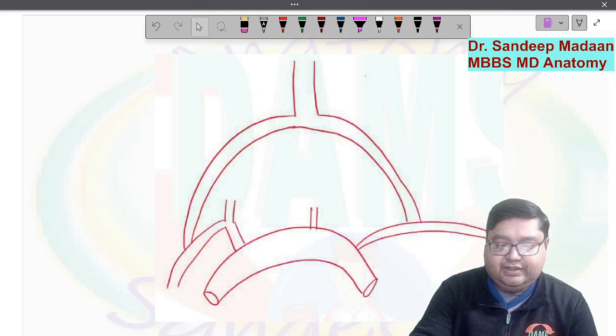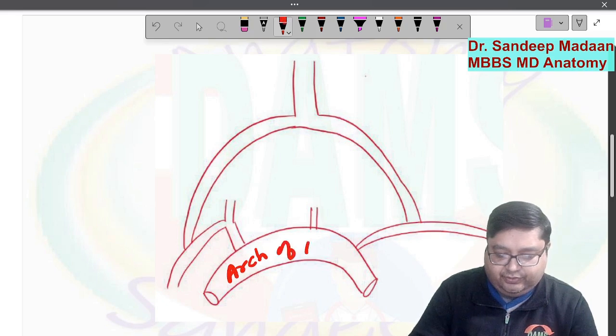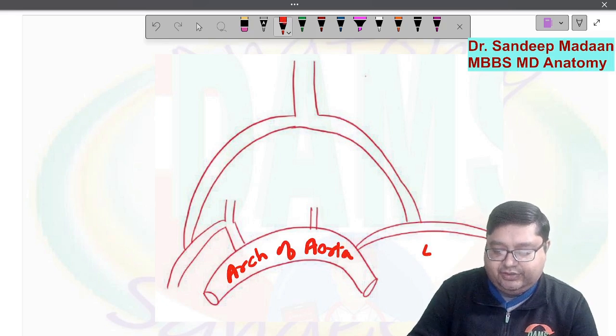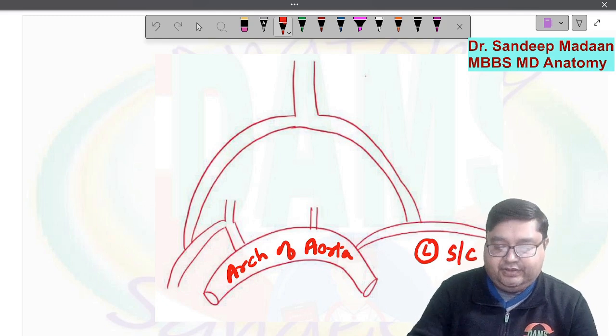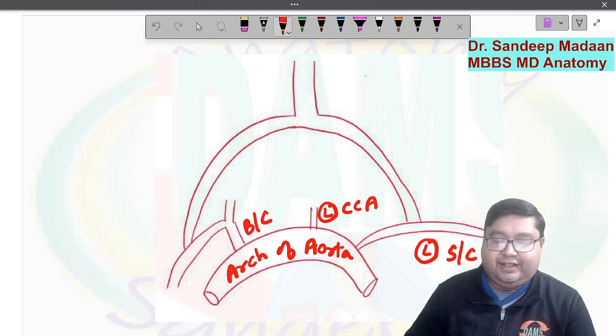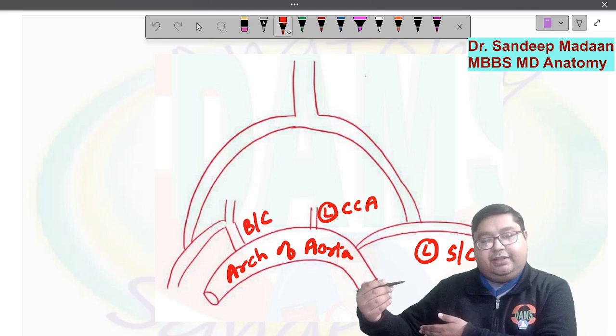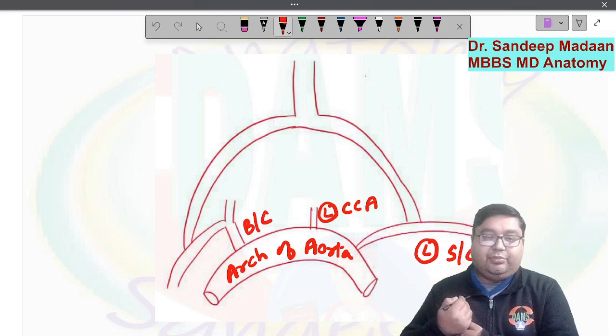Let us label these vessels. This one is the arch of aorta, and we all know that the arch of aorta will give this branch, which is the left subclavian artery, and this branch, which is the left common carotid artery. And on the right side, we have the brachiocephalic trunk. Now the name is brachio and cephalic, that means it will give one element for the brachium, that means for the upper limb part, because brachium means arm, and one component for the cephalic region.